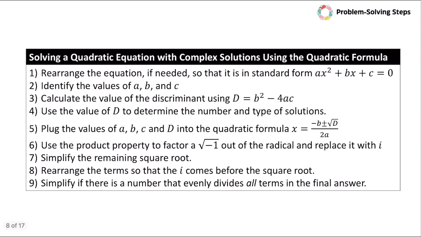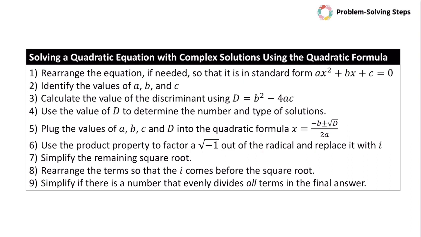Here's how we're going to solve a quadratic with complex solutions using the quadratic formula. We're first going to make sure our equation is in standard form, and then identify the values of a, b, and c. Then we'll calculate the discriminant, which will tell us the type and number of solutions. Then we can plug all of these values into the quadratic formula, and use the product property to factor out a square root of negative 1 from the radical.